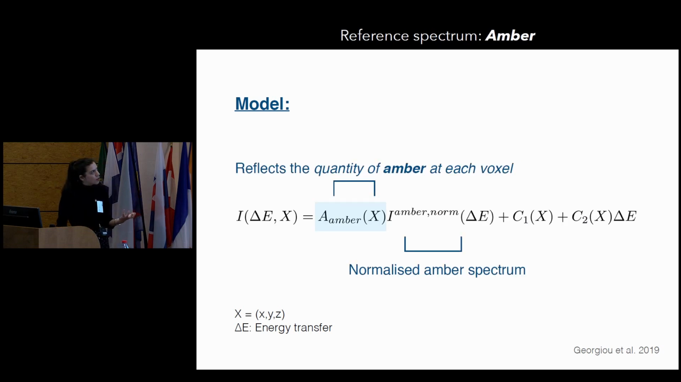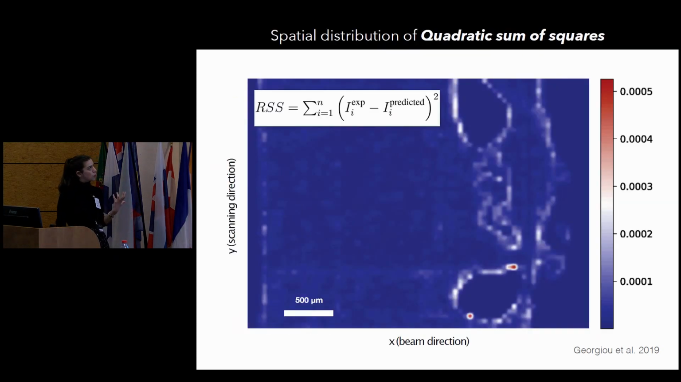First, we used as a reference spectrum a normalized amber spectrum that we expect to be there in the matrix. Then we expect that the A-amber parameter will reflect the quantity of amber at each voxel. We checked the goodness of the fit by comparing the experimental and the predicted spectrum. What we saw is that along the exoskeleton we have a bigger error. So something was wrong with our model. We have something there that is different than the amber.